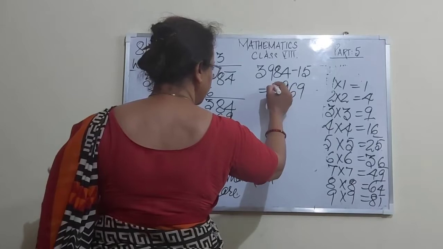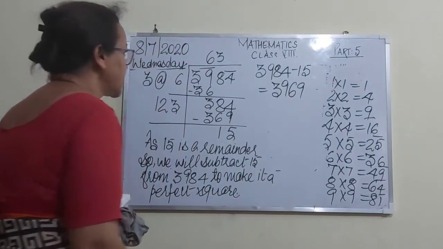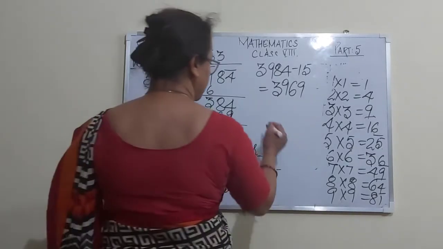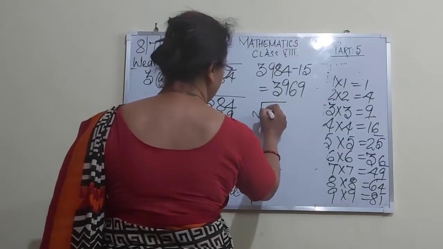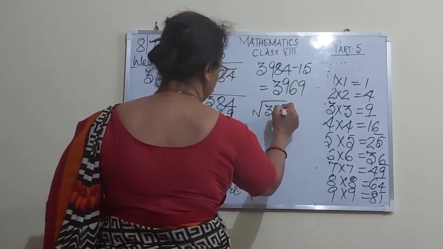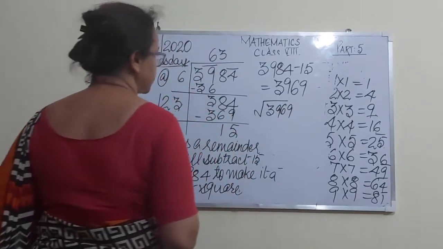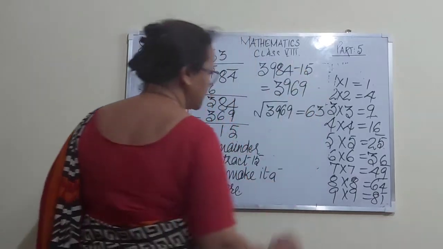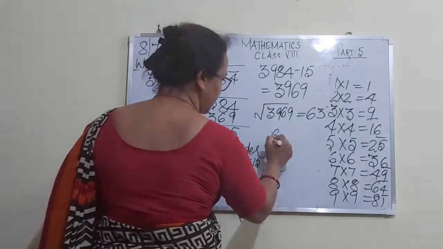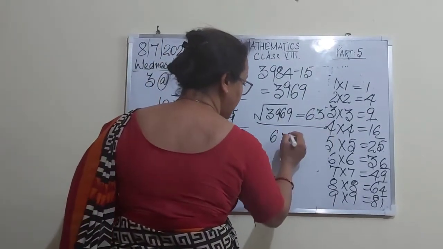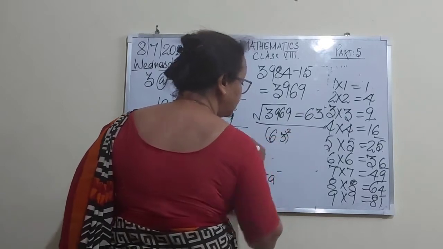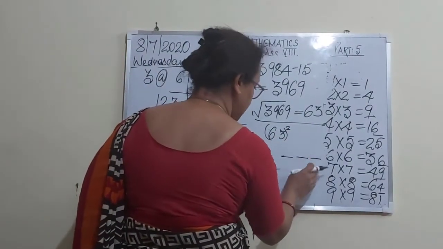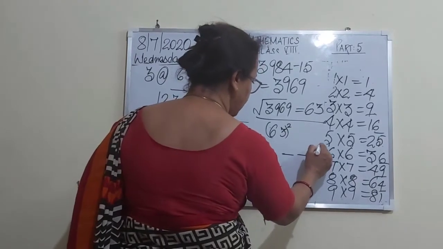9, 3, 9, 6, 9. Now we will go to find its square root. The square root of 3969. What will we get? 63. What will we get? 63. If you do the square of 63, this is rough work. I am telling you the verification. This is 6, 3, 9, that's right. And 3 square is 9.